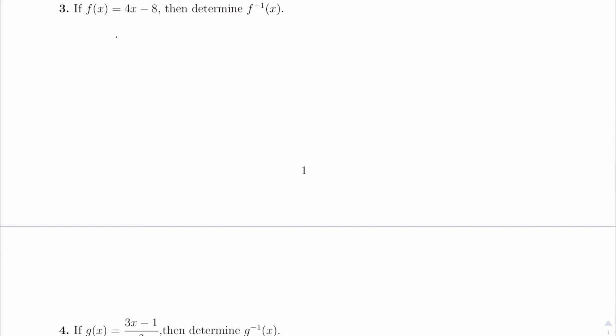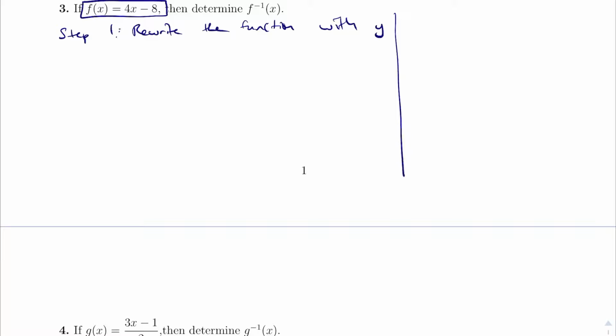All right, for this problem, I got a little ahead of myself in the last problem, so I'm going to redo it from the beginning. Step 1 is going to be this function with f of x. We're going to want to switch the input and output, but in order to do that, we need to rewrite the function with y. Instead of having f of x equals 4x minus 8, this is equivalent to y equals 4x minus 8, because f of x and y are just two ways of saying the output.